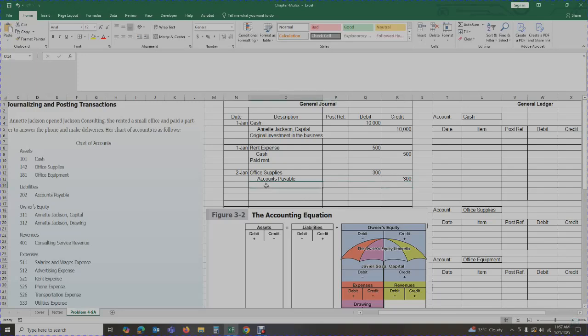So what happened here? You purchased office supplies on account. Remember to always refer to your chart of accounts. That way you know how you need to title the accounts.